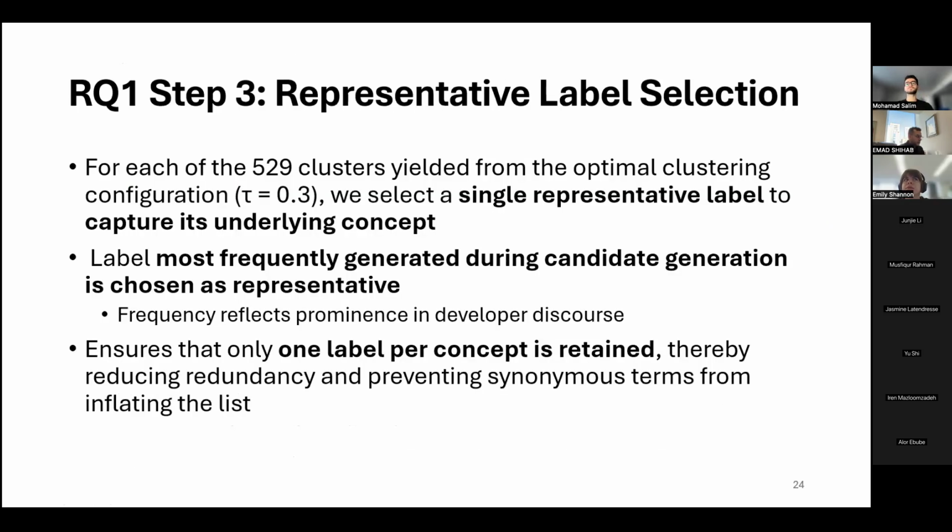So after that, we select a representative for each of the 529 clusters from that clustering configuration. We chose the label that's most frequently generated during candidate generation as the representative because it's the most common. This ensures that only one label per concept is retained, so we reduce the redundancy and prevent synonymous terms from inflating the list.